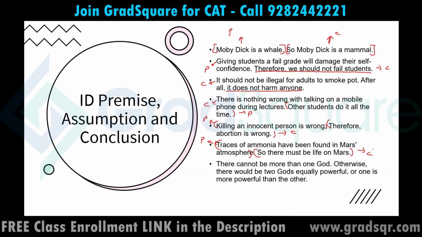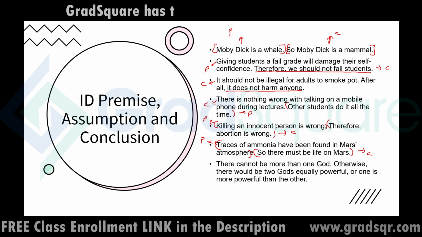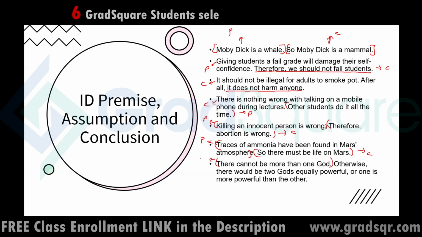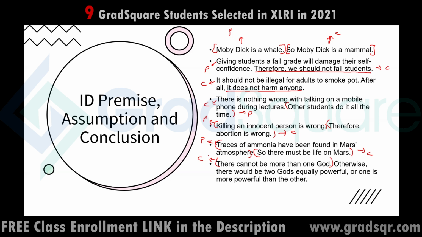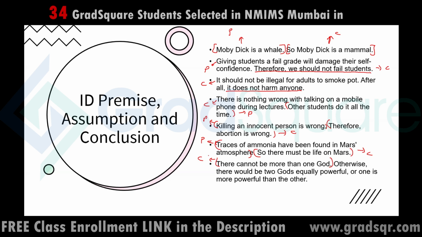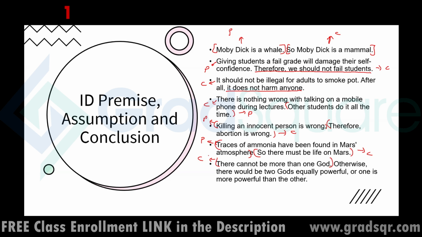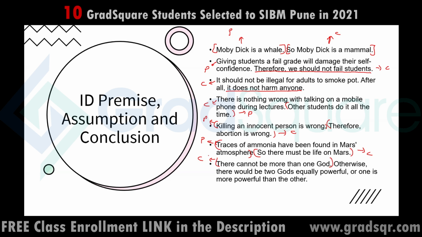Okay. So the conclusion here is a bit tricky to understand in this last short passage. But the conclusion is the first sentence: that there cannot be more than one God. Why? Because the author's argument is that otherwise there would be two gods, equally powerful, or one more powerful than the other. There is not an explicit premise here. The premise in the last argument is kind of missing, but that's okay.